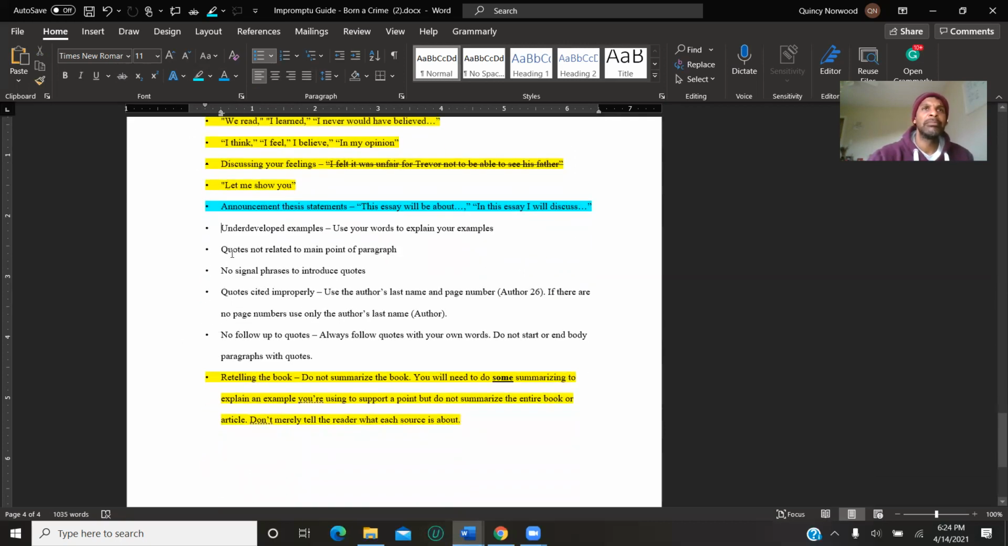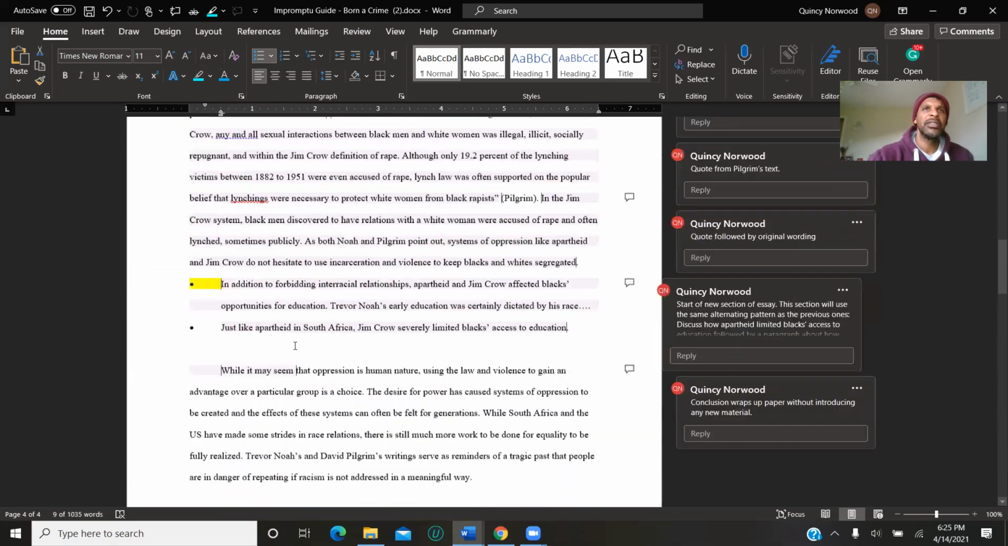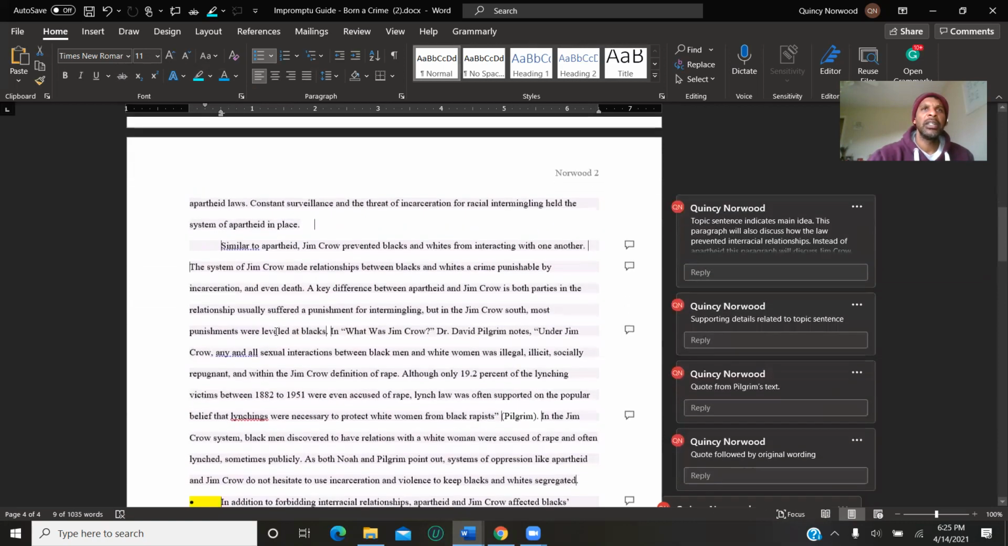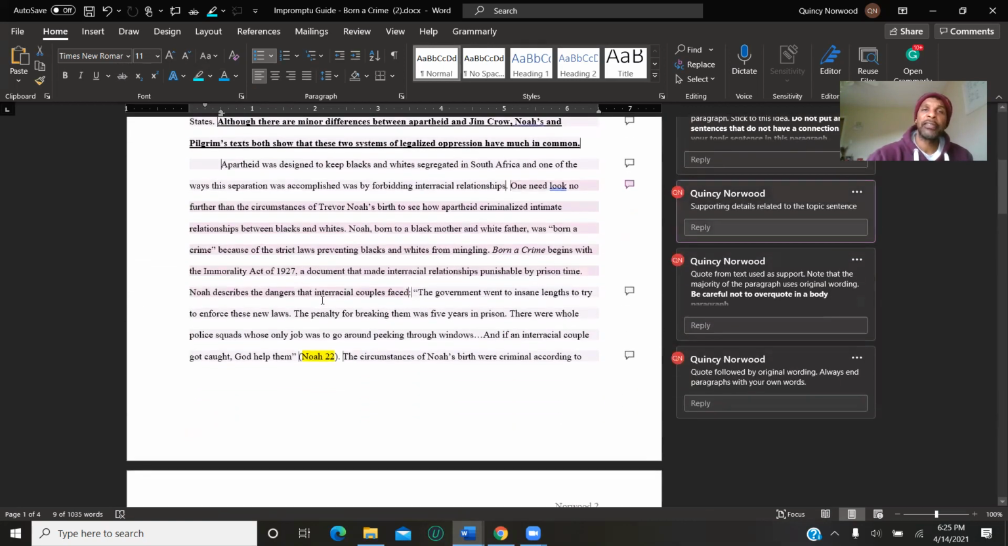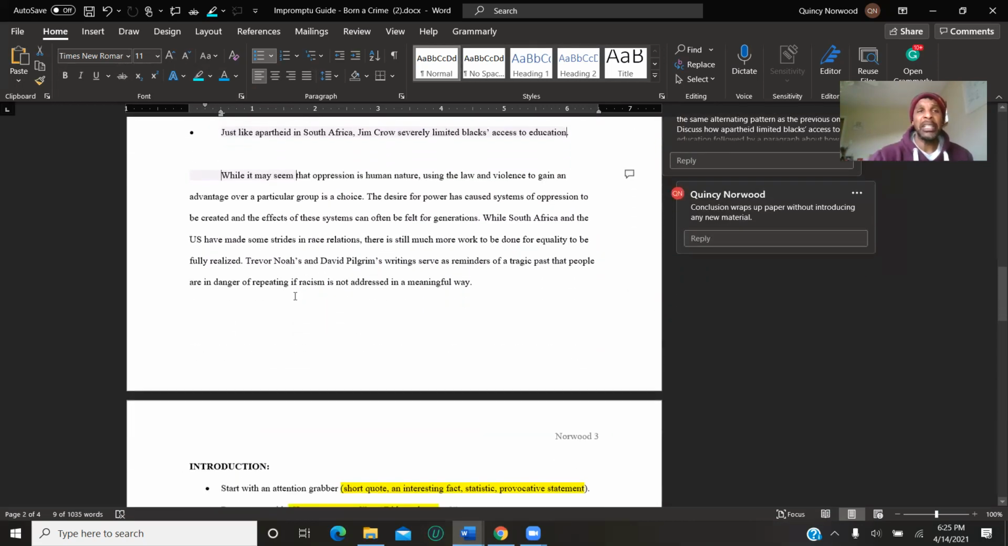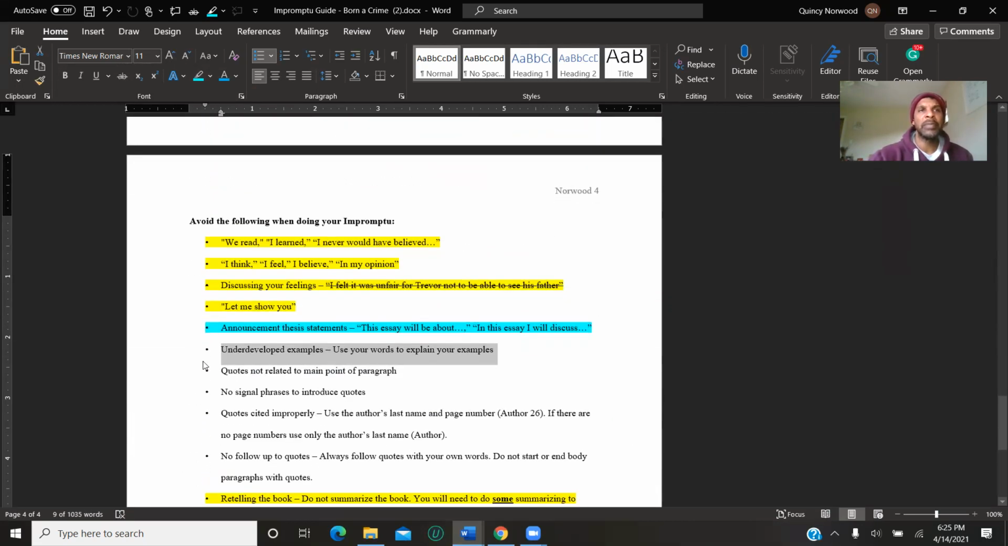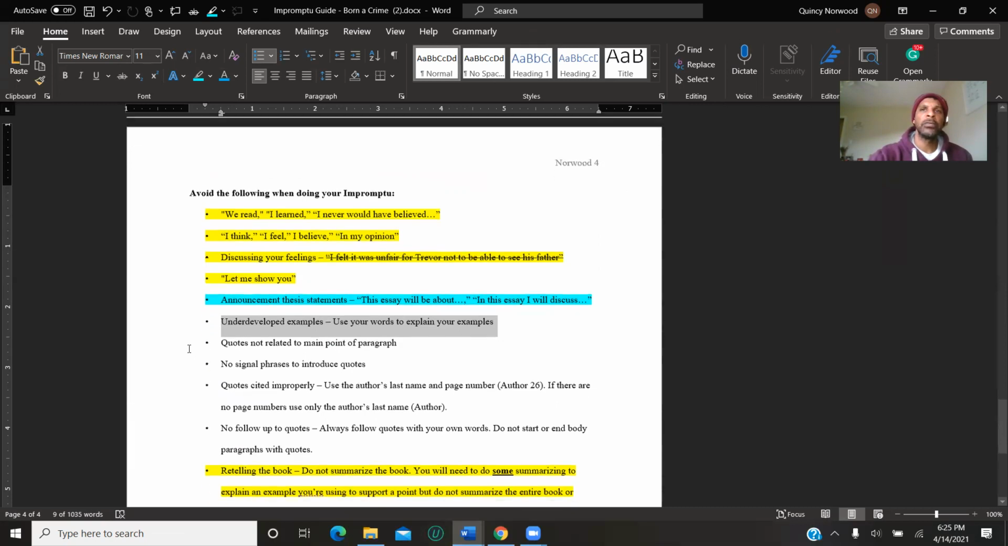And then, if we look back at this body paragraph, it gives the reader enough information for them to make sense of the quote we use. And it's the same thing with the paragraph about Trevor Noah's book. So that's what I mean by avoid underdeveloped examples. When you're writing about something that happened in the text or something from an article, think about what the reader needs to know to understand that. Okay, what background information are you going to have to fill in? And that's how you develop a body paragraph. Okay.